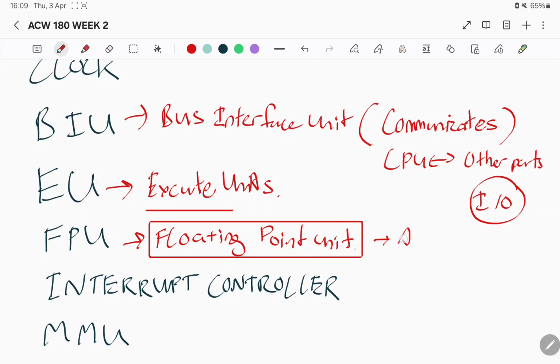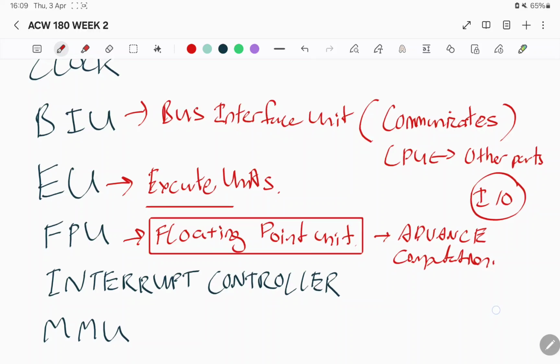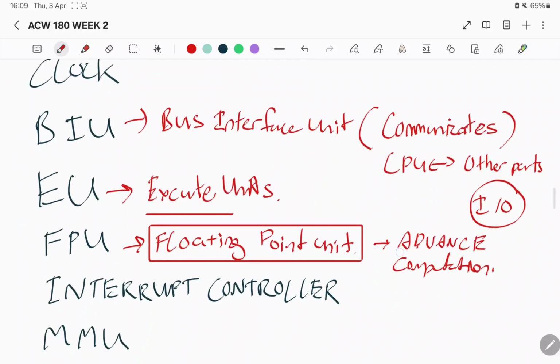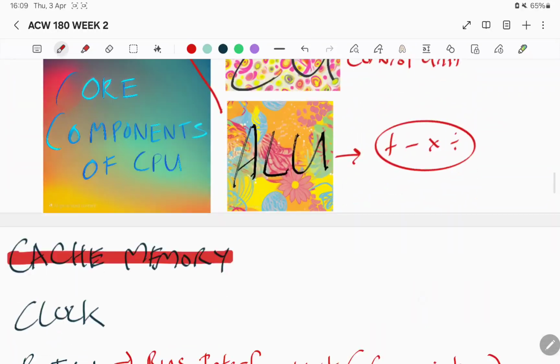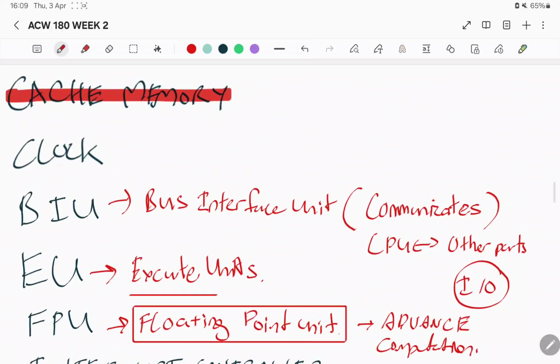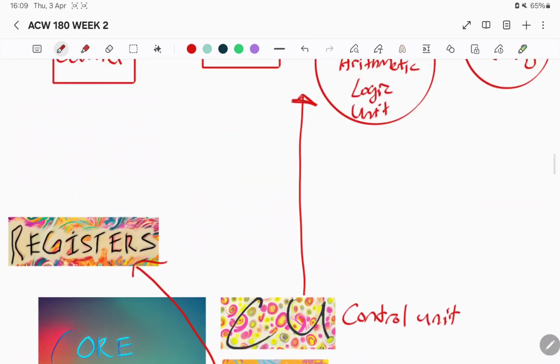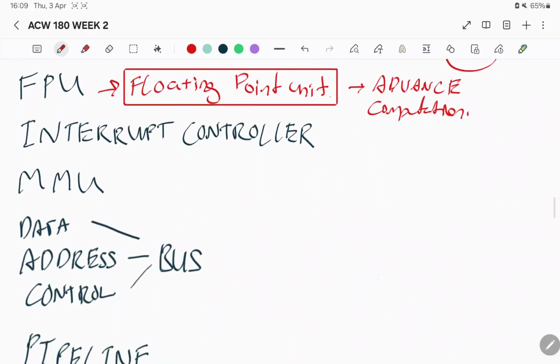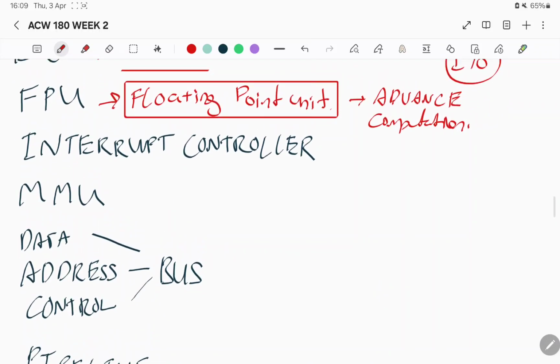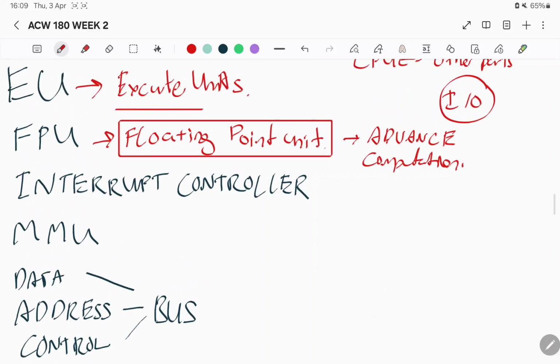Maybe I would say more advanced computation, right? I don't know, I'm just putting that up. I thought of putting this in just to create some interest in you to look at what is actually inside a CPU. CPU is not about instruction only. It also has a lot of things, right?